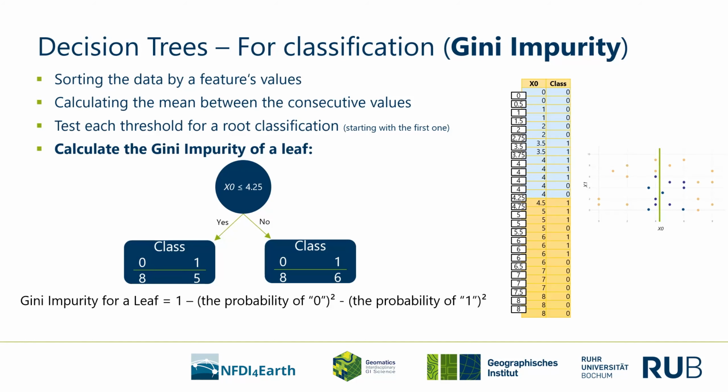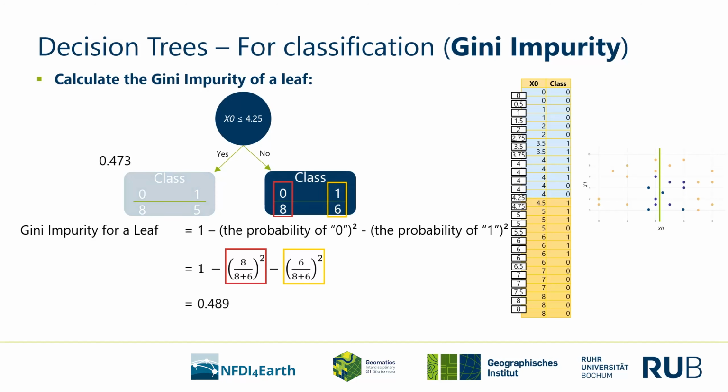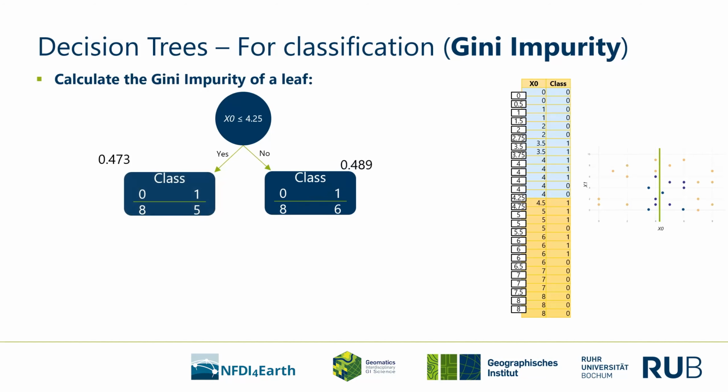The Gini impurity for this leaf can then be calculated as follows: 1 minus the probability of class 0 squared minus the probability of class 1 squared. Let's fill this formula with numbers to get the following term: 1 minus 8 over the sum of all observations in this leaf squared minus 5 over the sum of observations in this leaf squared. This gives us a Gini impurity of 0.473 for this leaf. We remember this value and repeat this step with the values from the right leaf. We get a value of 0.489. We also remember this value and use these Gini impurities of the leaves for the next step of our calculation.